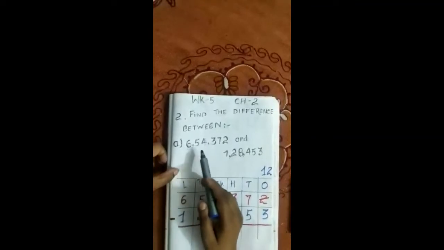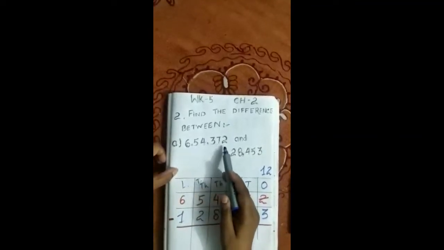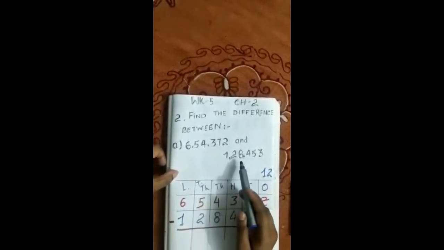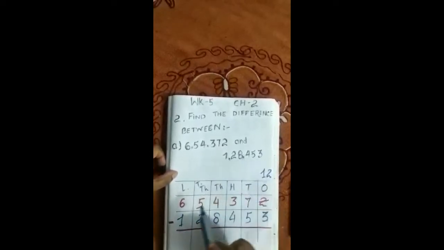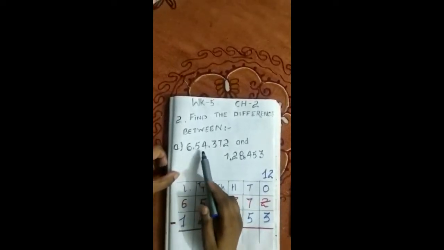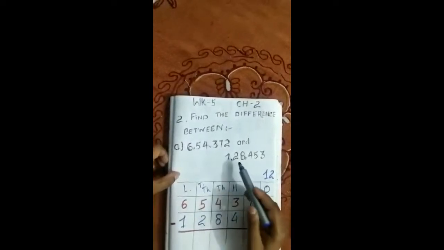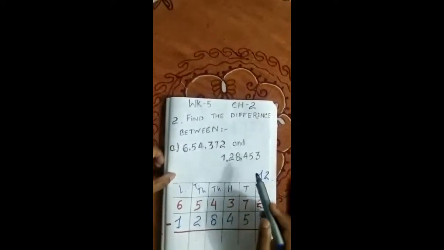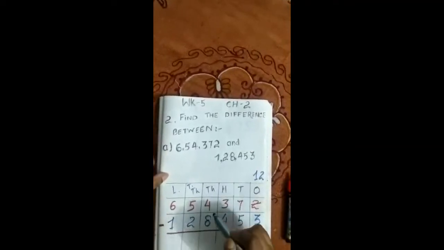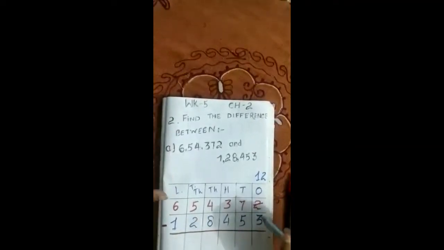So, A: 6,54,372 and 1,28,453. So this 6,54,372 is a minuend and 1,28,453 is a subtrahend. So firstly we will write down these numbers in a place value chart.